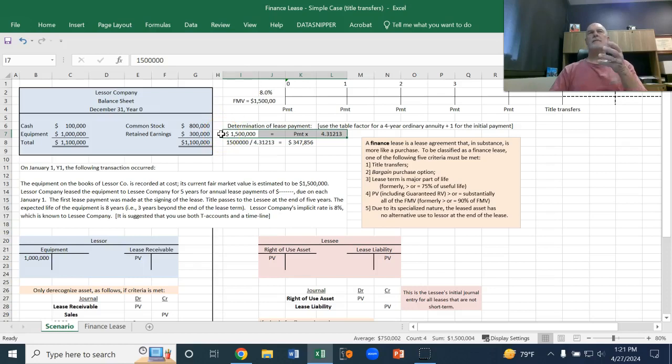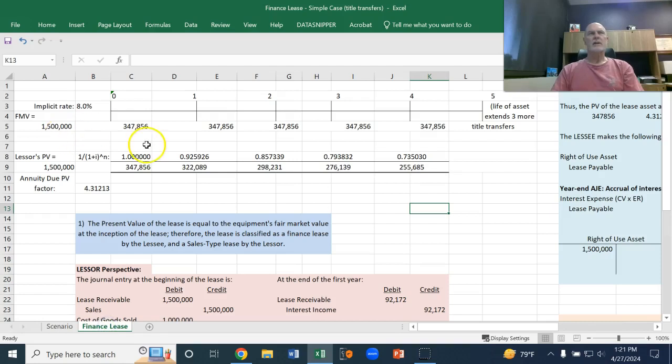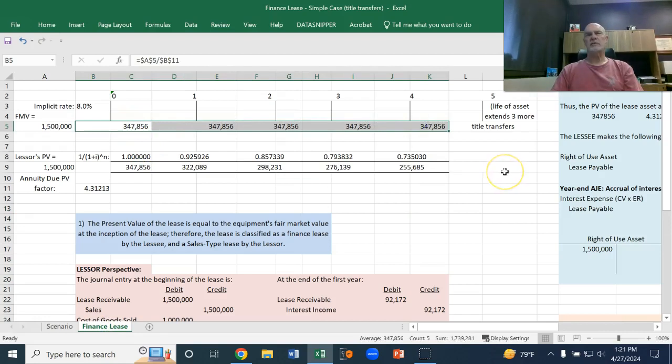So the formula that needs to be solved is: the $1.5 million fair market value, or present value, is equal to some payment times that table factor. So the $1.5 million divided by the table factor gives us a payment of $347,856. So that's the payment that we're going to factor into this problem. Let me skip over here to the layout. So we have 5 payments of $347,856. The present value of those, discounted at 8%, is $1.5 million.